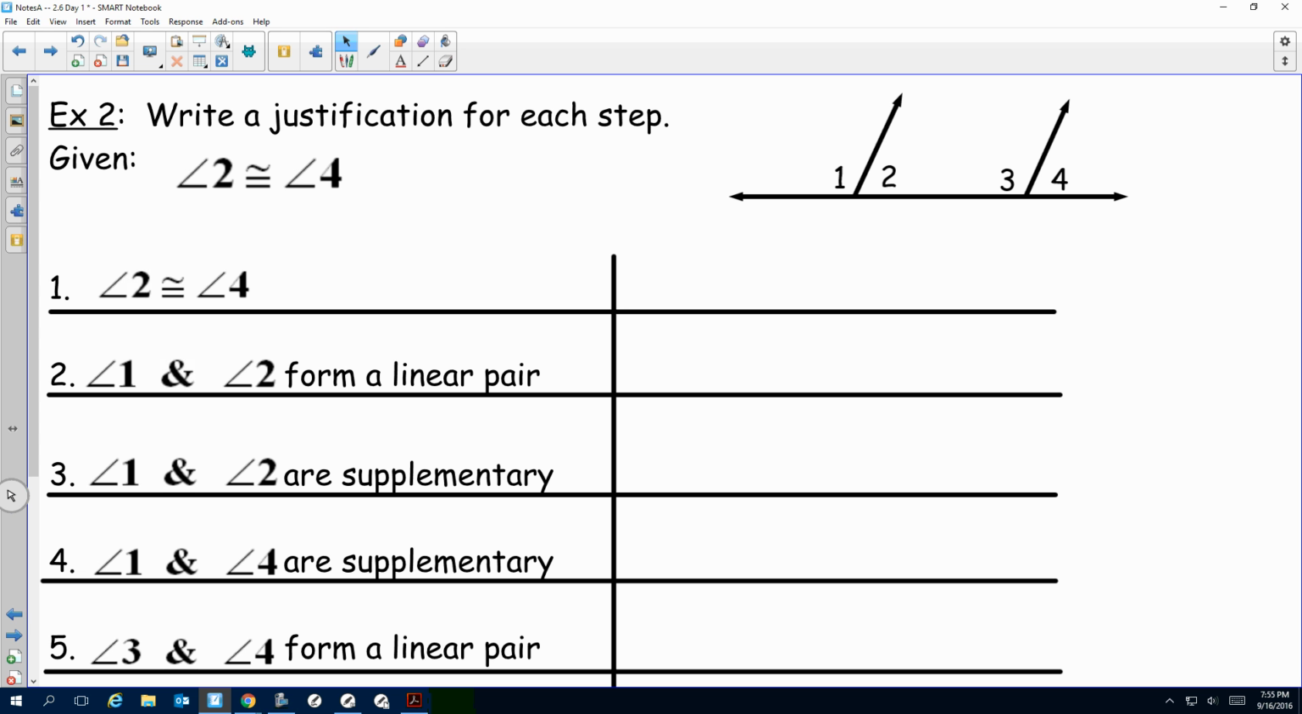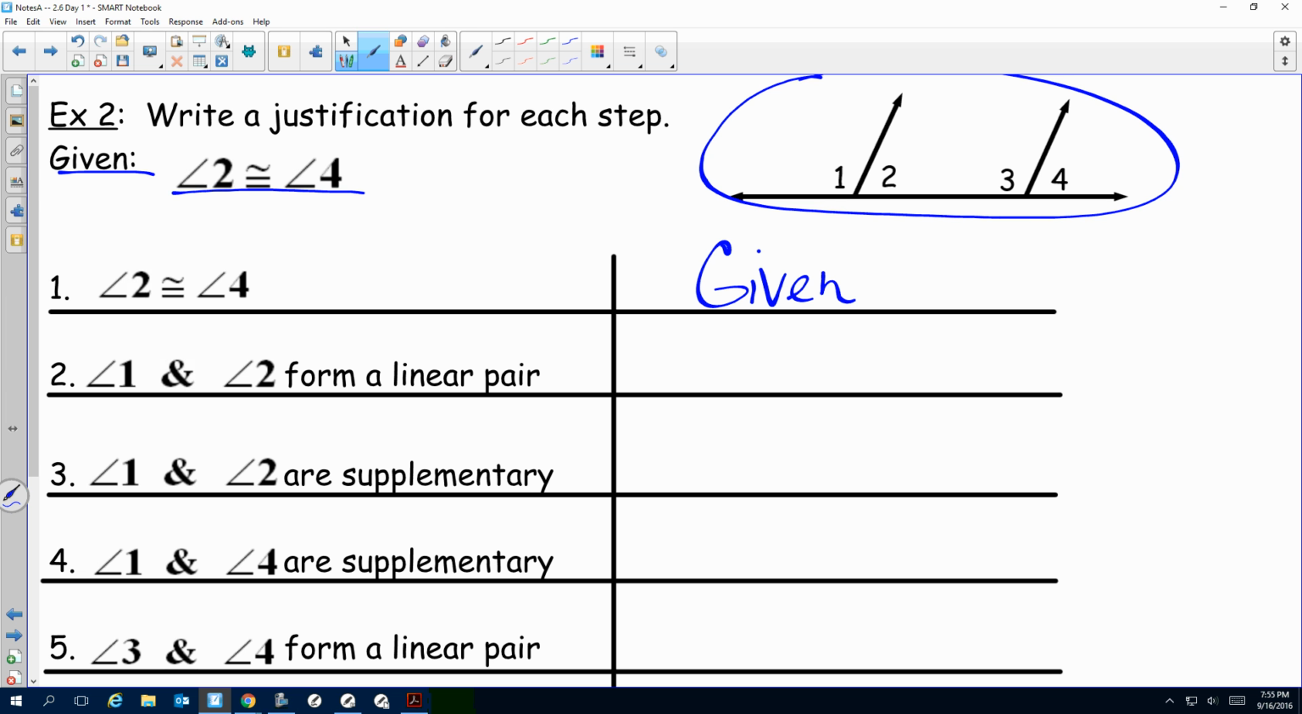So the first thing I think we already know is right here. They tell me angle 2 is congruent to angle 4, and it even says right there that that is our given. So we write given for the reason for that step. Then I'm going to get information from the diagram up here to justify the statement and the reason for it. I'm hoping you can see physically that angle 1 and angle 2 form a linear pair. Well, that's just, and I'm going to abbreviate some things here, definition of linear pair.